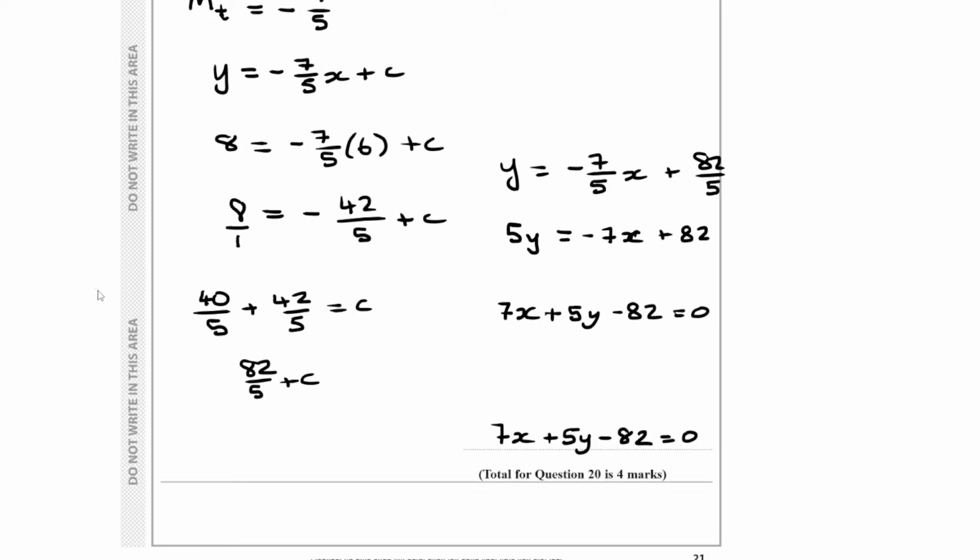And then, in order to get a common denominator so I could add them, I had to times top and bottom by 5. That's where that came from.